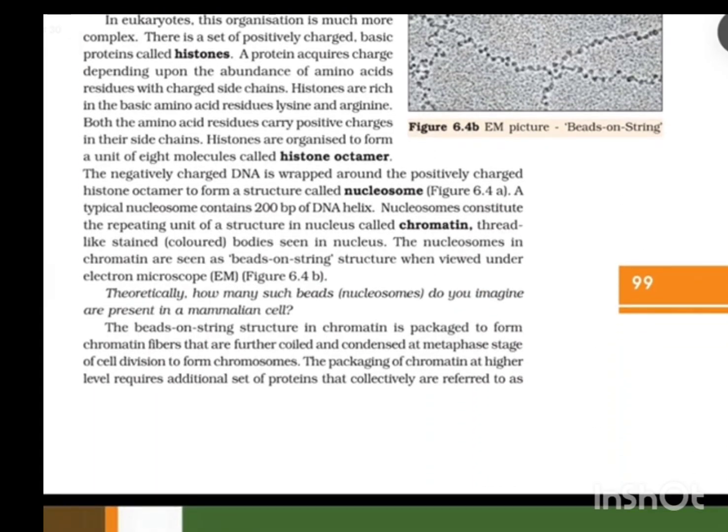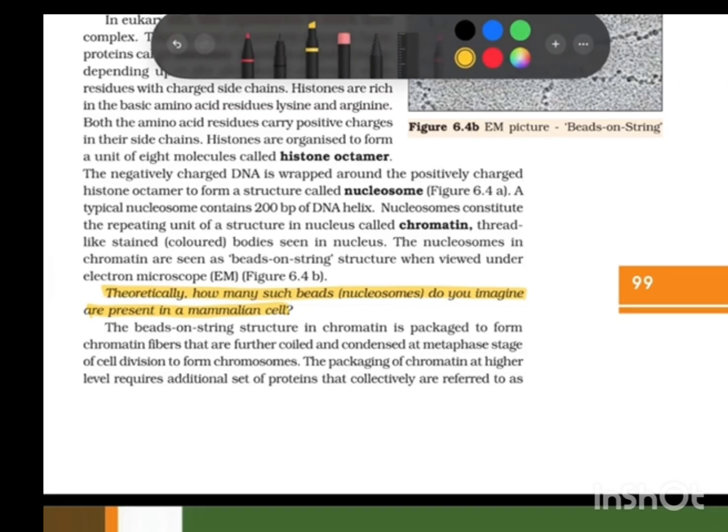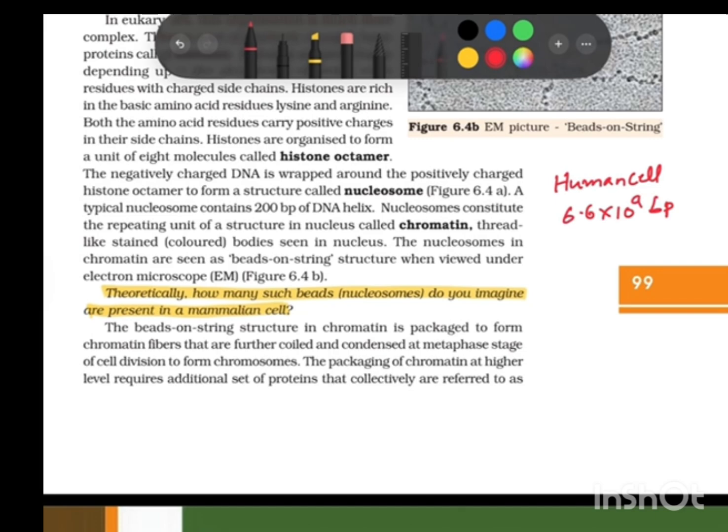And one more question here. Theoretically, how many such beads or nucleosomes do you imagine are present in a mammalian cell? Here I am taking the human cell as an example. In a human cell, there are 6.6 x 10^9 base pairs. And you know the number of base pairs in the DNA of a nucleosome is 200. So 6.6 x 10^9 base pairs divided by 200 base pairs is equal to 3 x 10^7 nucleosomes.